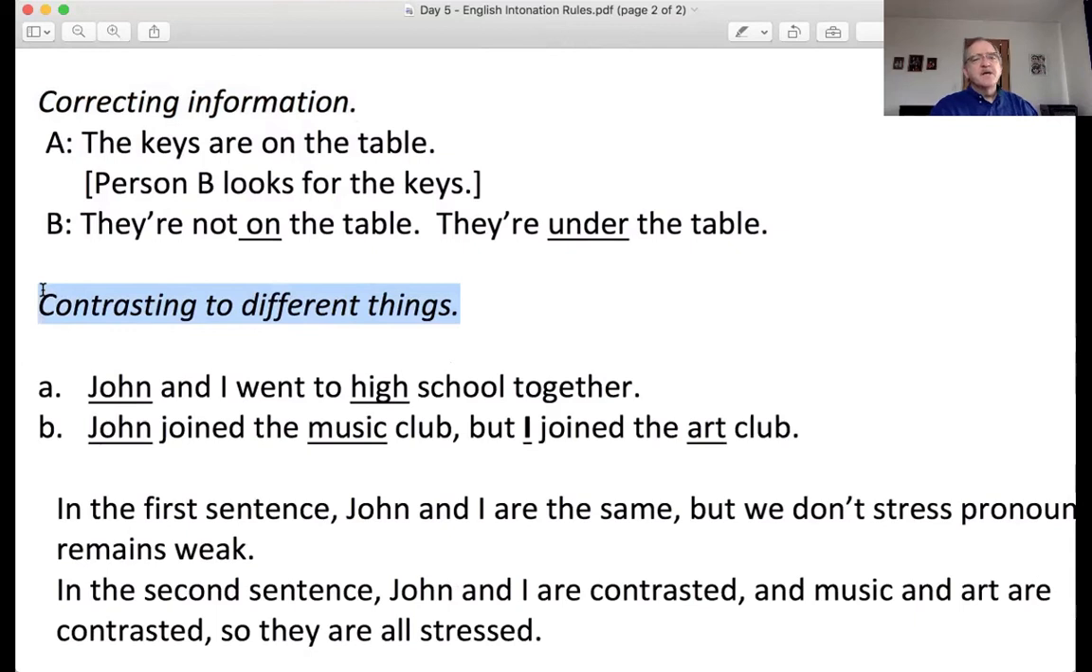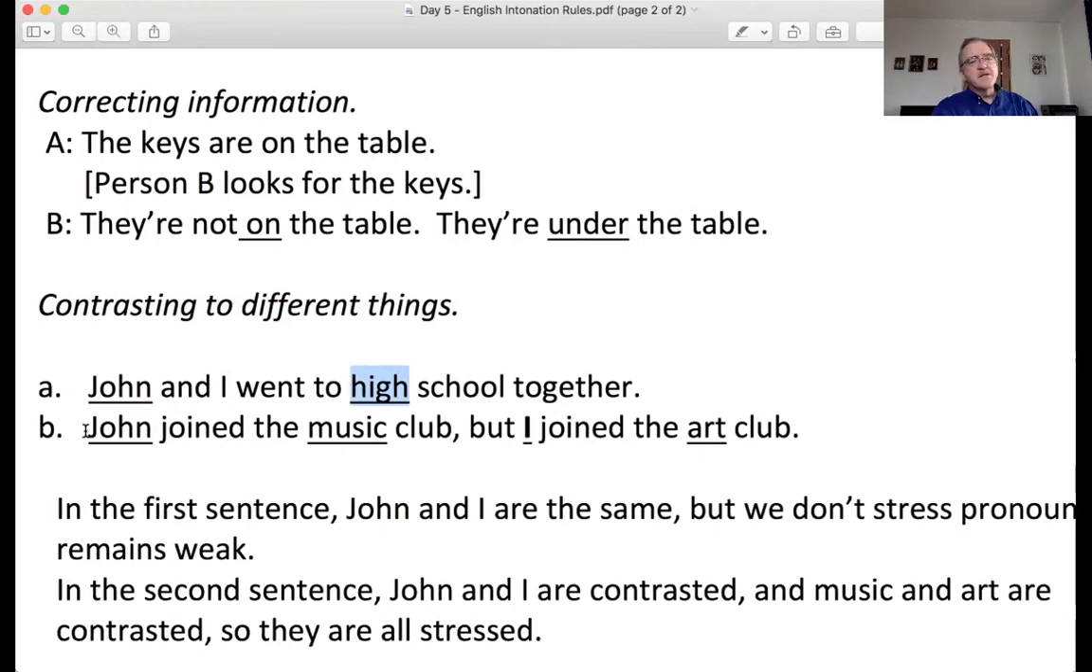A third time is when we're contrasting two things to show that they're different. A, John and I went to high school together. Now, John is a noun, so it will be stressed. I is not important. I is not stressed. John and I went to high school. The high school is a compound noun, so the first word is going to take the stress. John and I went to high school together.